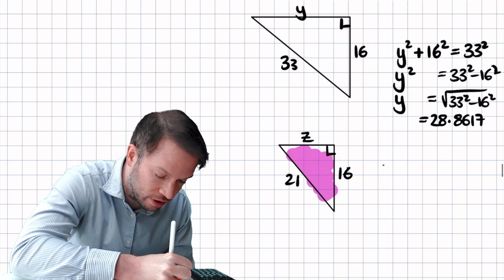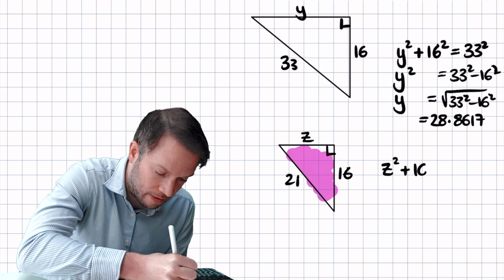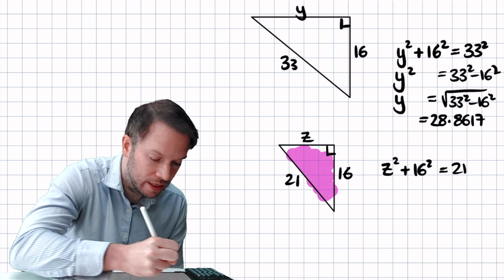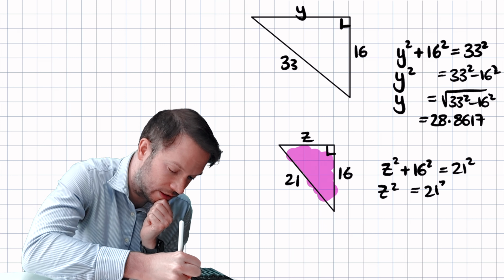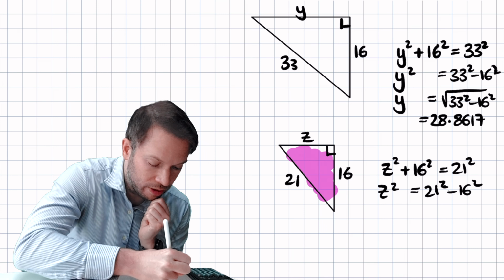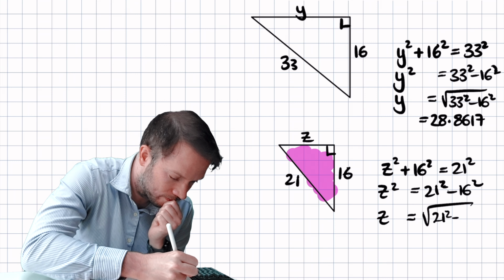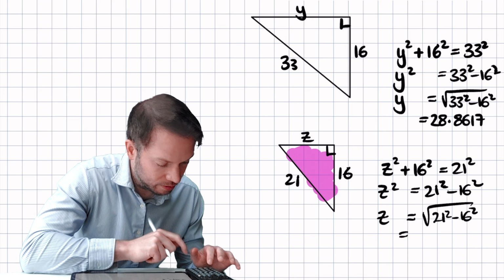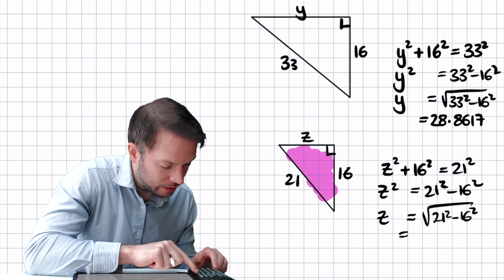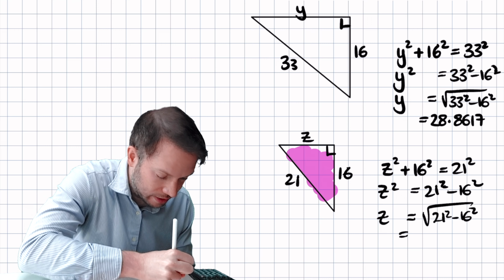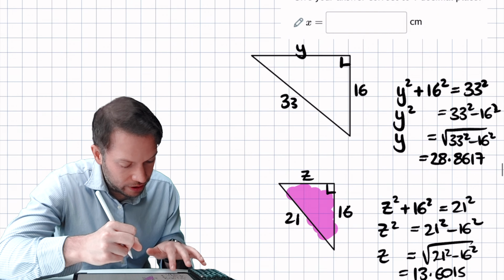So if we do the shorter length squared, z squared, plus the other shorter length squared, that gives you the hypotenuse squared. So z squared, we can subtract the 16 squared, and then we can square root both sides to get rid of the squared on the z. So let's do that on a calculator. Square root of 21 squared minus 16 squared. That is equal to 13.6015. So we can put that on here.